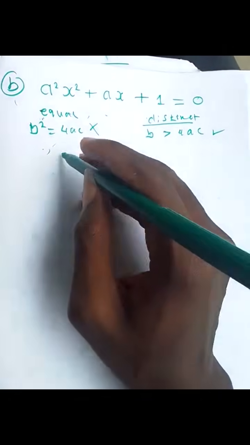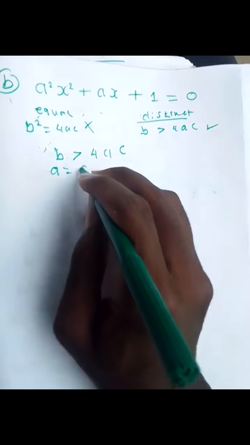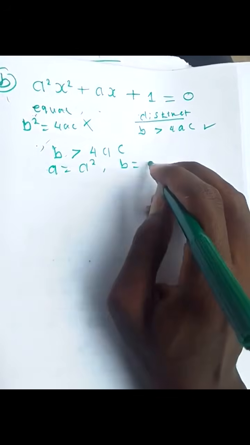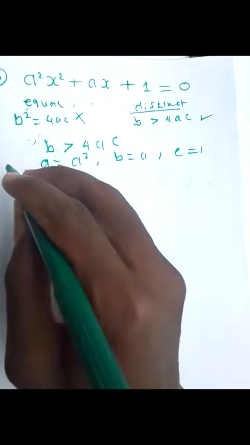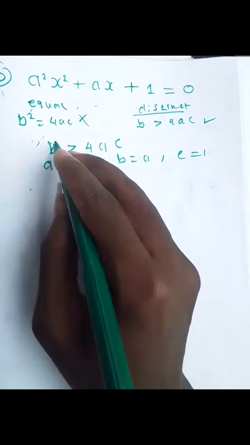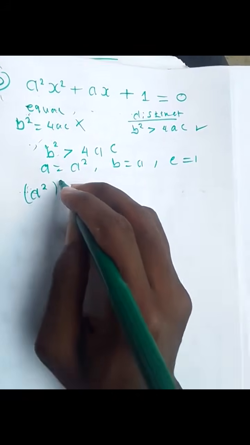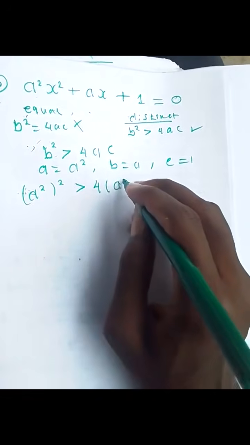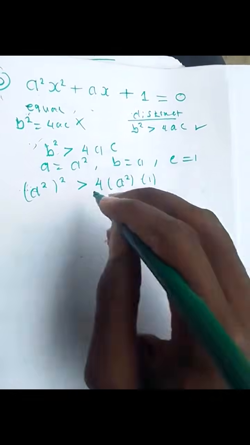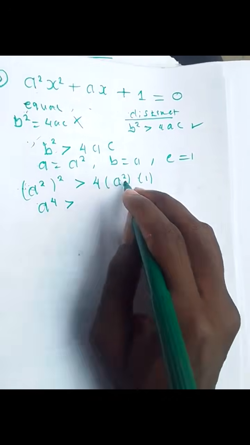So it's going to be b power 2 greater than 4AC, where A is equal to a power 2, B is equal to a, C is equal to 1, based on the expression given in the equation. Now I'm going to substitute. Where this b power 2, I'm putting a power 2 greater than 4. Where this A, I'll put a power 2. Where this C, I'll put 1. So this is going to be a power 4 greater than 4a power 2.